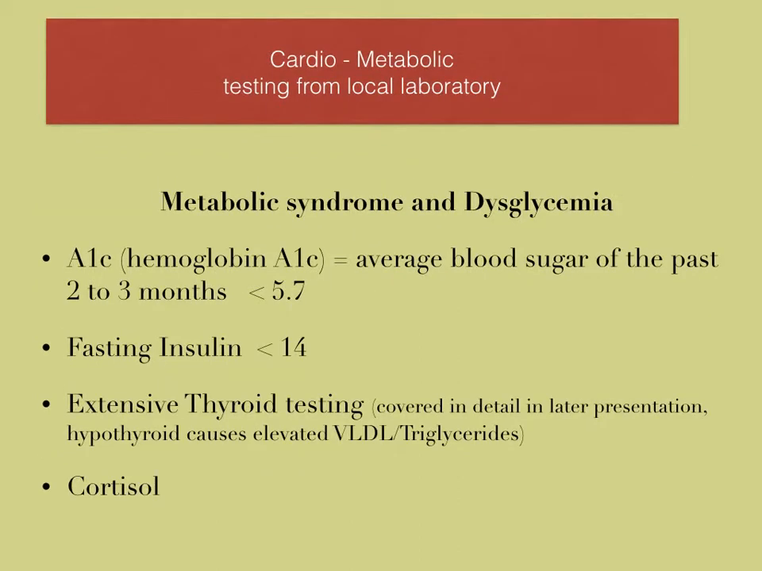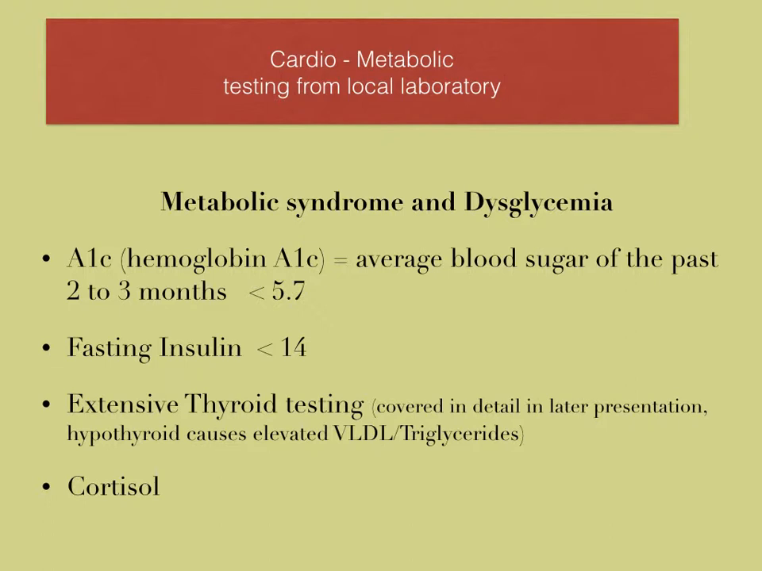Metabolic syndrome and dysglycemia. To check this, we look at the hemoglobin A1C, which is the average blood sugar over the past 2 to 3 months, and that needs to be under 5.7. The fasting insulin needs to be under 14, because if your insulin is higher, it means it's not very efficient, so that would tell us that you have insulin resistance.